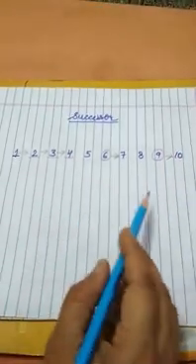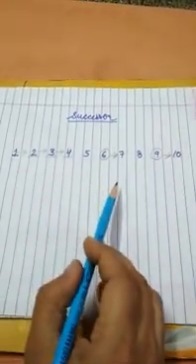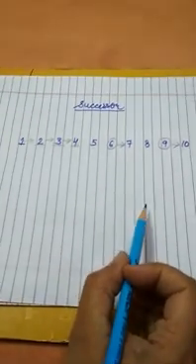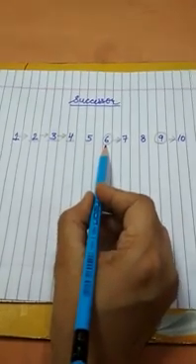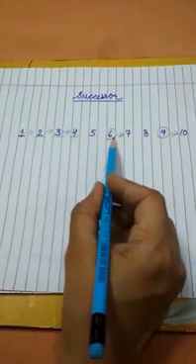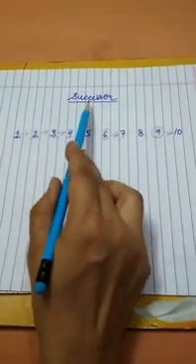So, if we write these numbers in proper sequence, then we will see that for each number, the next number is greater than the previous number. What do we call these numbers, which are just 1 greater than the previous number? These are called successor.